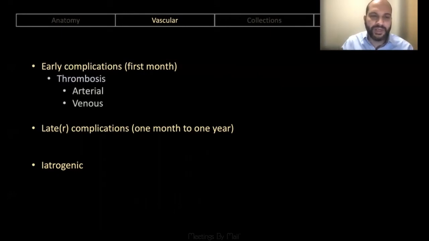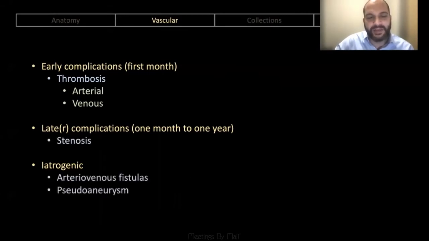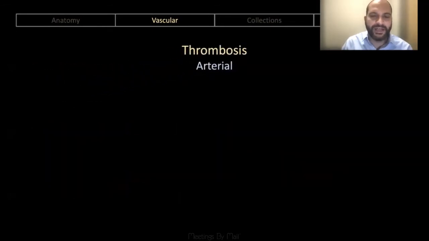Now, the early complications are going to be those things that deal with thrombosis. That's going to be your arterial and your venous thrombosis. When you're talking about later complications, we're really talking about stenosis. And then when we're looking at iatrogenic complications, we're dealing with pseudoaneurysms, arterial venous fistulas, and hematomas. So let's take a look, first of all, at arterial thrombosis.